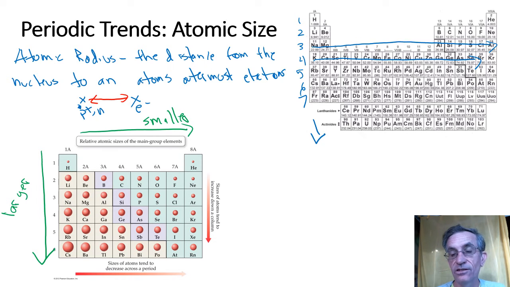This pattern: going down, you're using a new shell. Going across, you're in the same shell, but the shell gets sucked in by the protons, having more and more protons as we go across. All right, let's move on to another pattern.